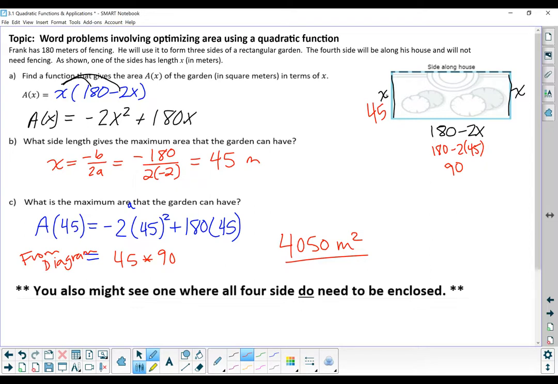There is a variation on this word problem where you do have to enclose all four sides. So, watch out for that. Don't just mimic what we've done here. If it is all four sides, you will have to set up the equation a little bit differently.